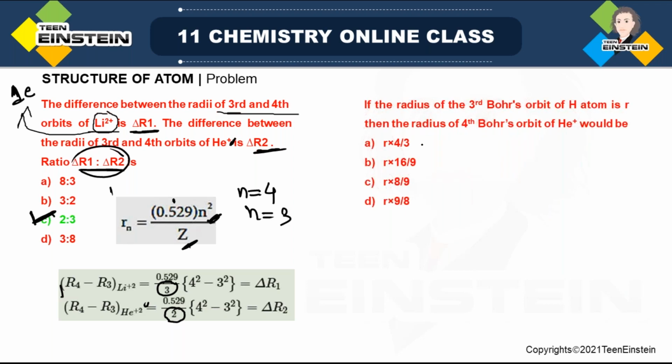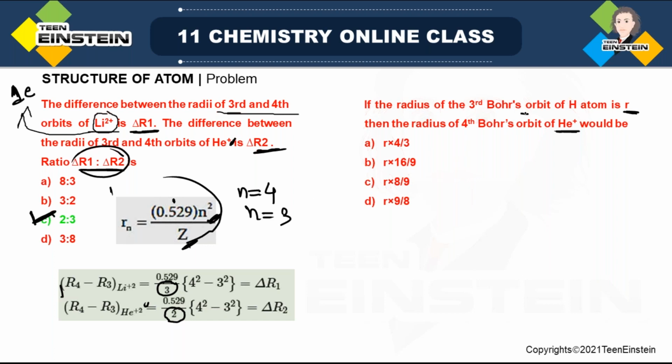If the radius of the third orbit of a hydrogen atom is R, then what is the radius of the fourth orbit of the helium plus system? Helium plus is also a one-electron system, and we have to find the radius of its fourth orbit. Another piece of information given is that the third orbit of the hydrogen atom has radius R. So again we will use the formula Rn is equal to 0.529 n square by Z.